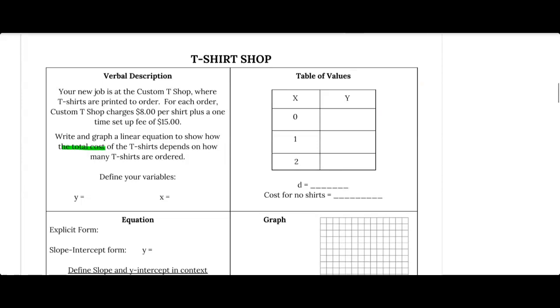And the t-shirts will be the independent piece. So that's your X. So your X is your number of t-shirts ordered, while your Y will be the total cost.